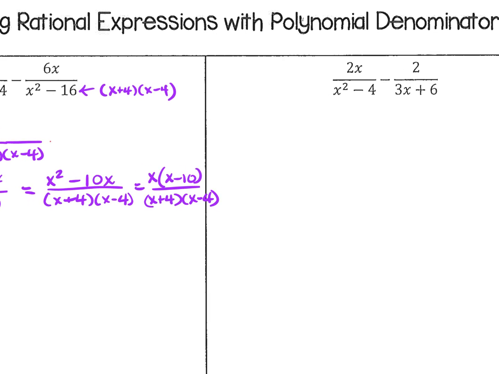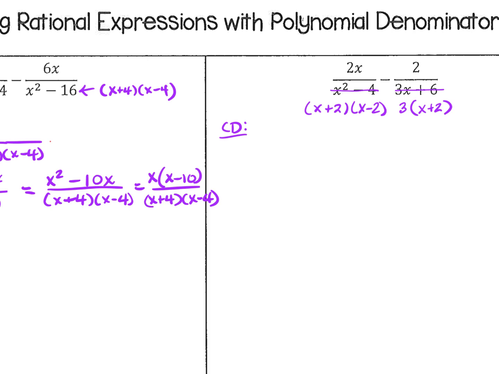I want you to find the common denominator. So first thing you're going to have to do is we're going to have to factor this. What does x squared minus 4 factor into? Yep. X plus 2, x minus 2. What does 3x plus 6 factor into? What can I pull out of 3x plus 6? 3. What's left? All right, so figure out what is my common denominator.